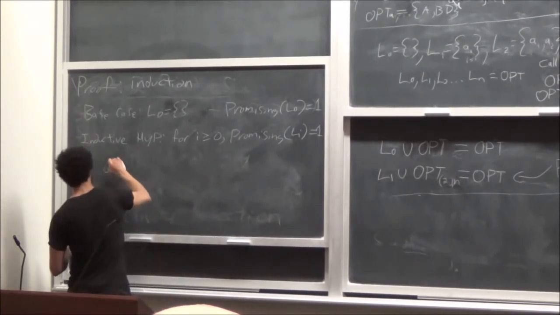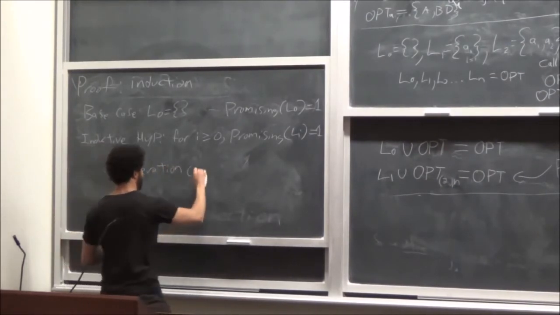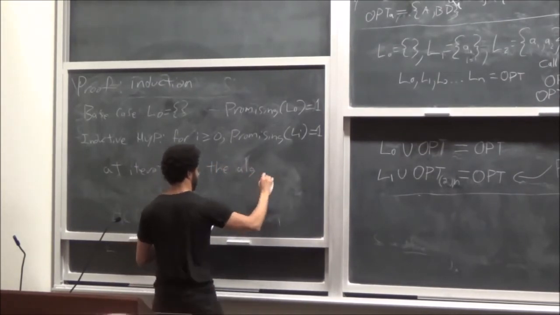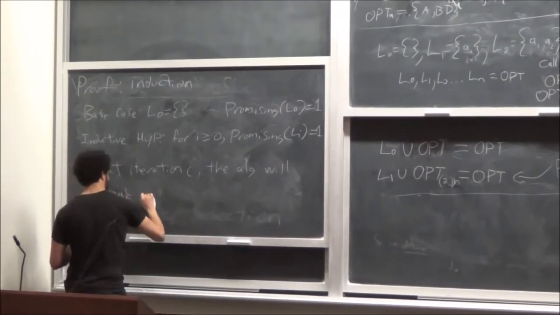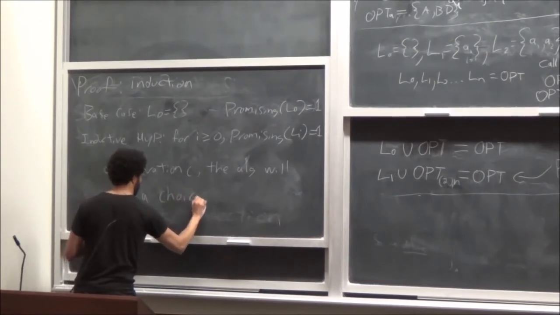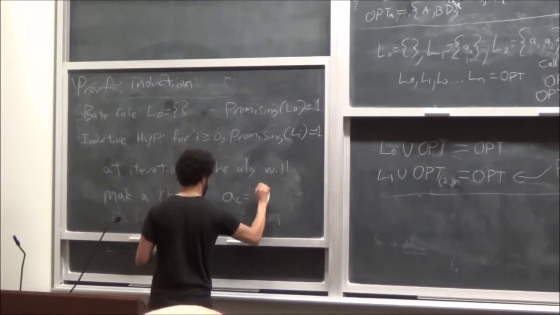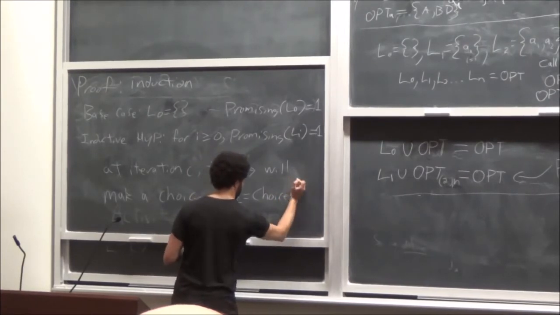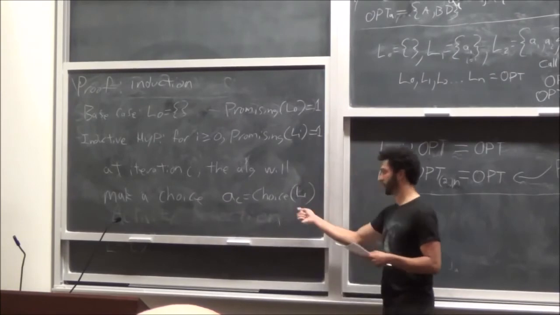So at iteration I, the algorithm will make a choice. And we're just going to call this choice of action, AC equals choice of Li. So given the previous set at iteration I. So this is actually from Li moving to Li plus 1.